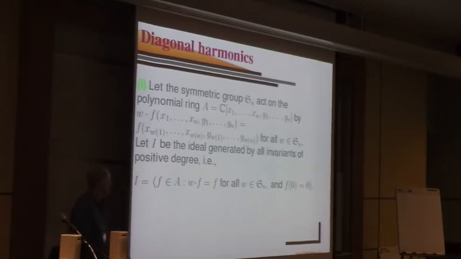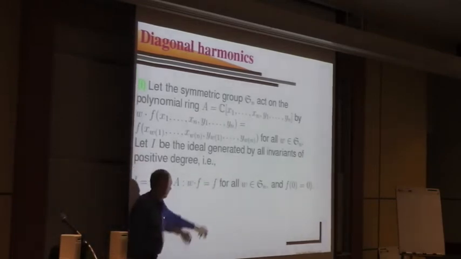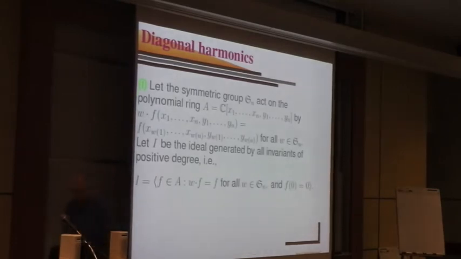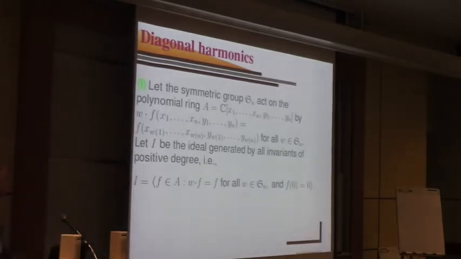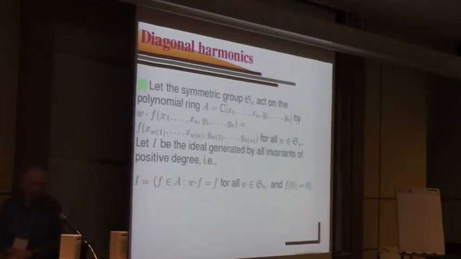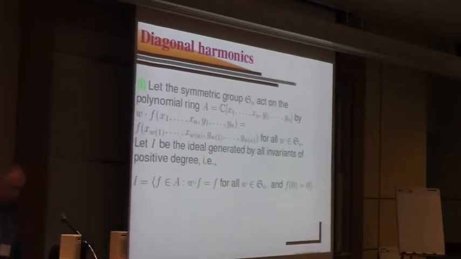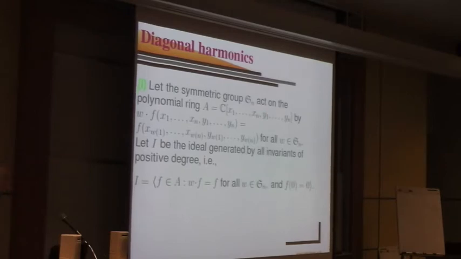I is the ideal generated by all invariants of positive degree, or equivalently, all polynomials with 0 constant term in this ring that are fixed under every element of the symmetric group. Now, if you just had one set of n variables, it's a very classical situation. This quotient ring, modulo the ideal, is a finite dimensional vector space of dimension n factorial. And Sn acts as the regular representation.